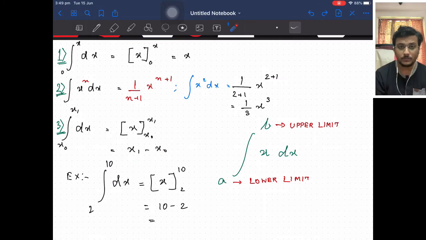We have a demo problem for that. Integration of dx between the lower limit 2 and the upper limit 10. Once again, repeat with me, integration of dx will give us x, but the answer is going to lie between the upper limit and lower limit. Now what's the formula? The formula is integration of dx between the lower limit x0 and the upper limit x1 is equal to x1 minus x0, leaving us with 10 minus 2, which is equal to 8. So let's move on.